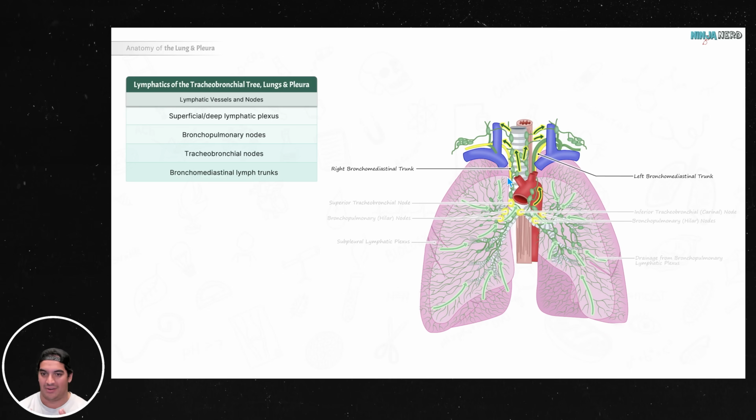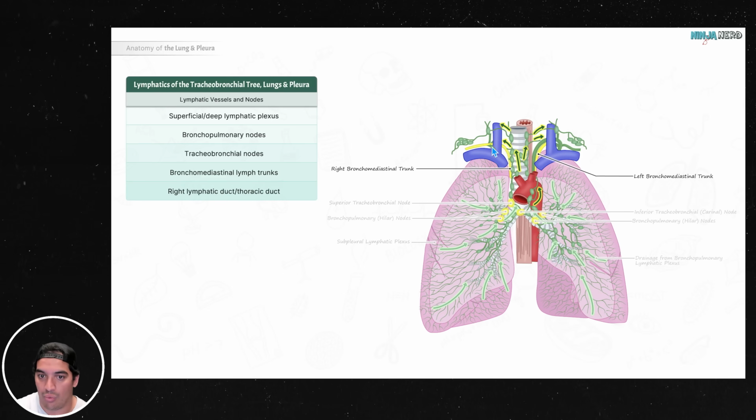It's a little space or cavity where the trachea actually runs through. So here we have the bronchomediastinal trunk. So again, we got superficial and deep lymphatic plexus. We got bronchopulmonary or hilar nodes. We got tracheobronchial nodes. Then we move up to the bronchomediastinal trunks. Then we come into the next part, which is the lymphatic ducts or the thoracic duct.